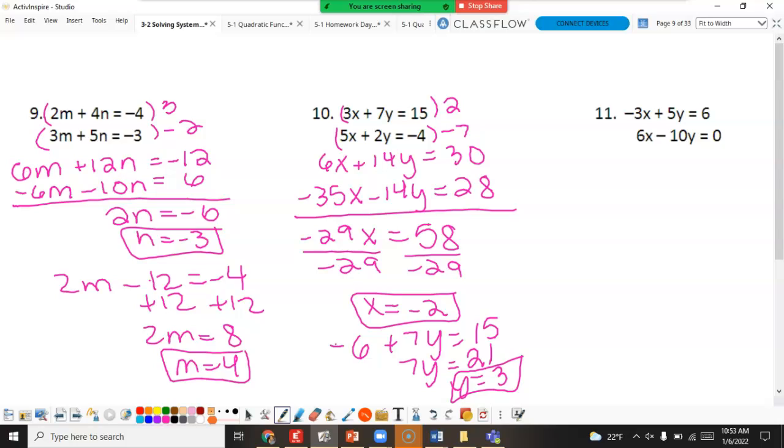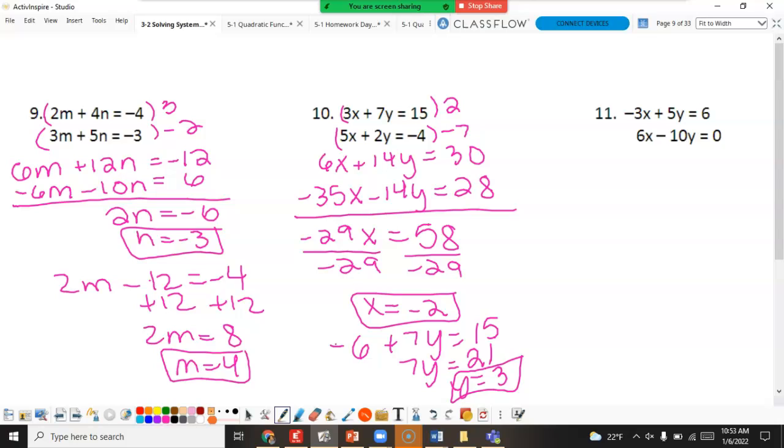Yes. It doesn't matter what you multiply by as long as they match. Correct. You don't have to multiply the top equation by 5 like you did with the other. No, you could. It could be anything as long as they match up. Yep.